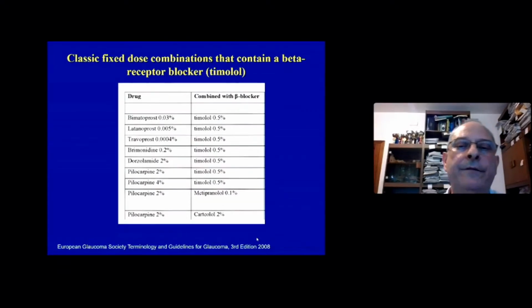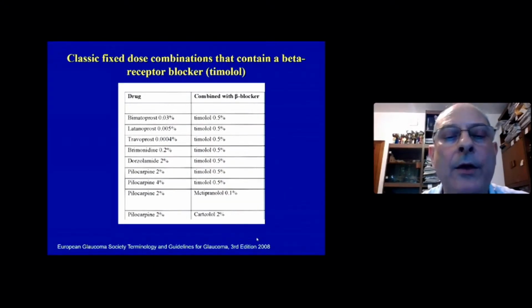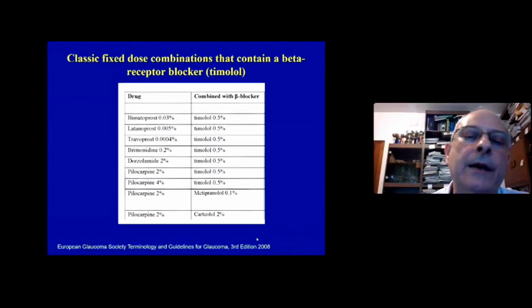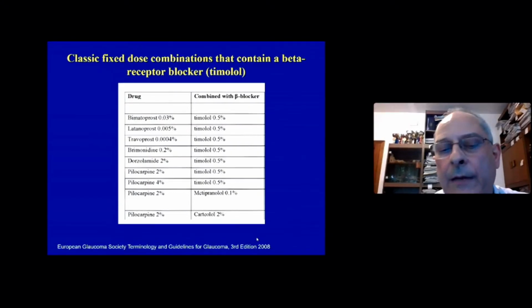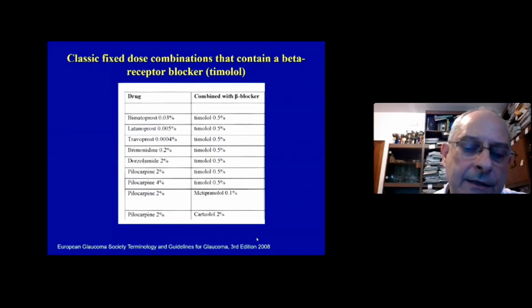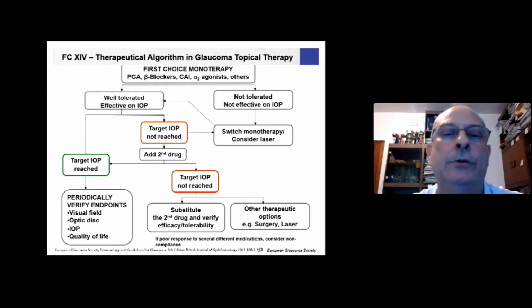So if we consider the fixed combinations, the classic ones, you can see that any prostaglandin analog can be combined with timolol very successfully. Brimonidine with timolol and with a carbonic anhydrase inhibitor, which is brinzolamide. The carbonic anhydrase inhibitors can be combined with timolol and brimonidine, pilocarpine with timolol, and we have netarsudil combined with latanoprost, which I'm going to briefly report a bit later. So we have a lot to start with.